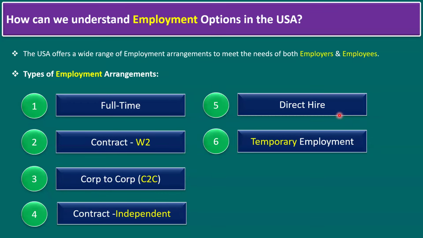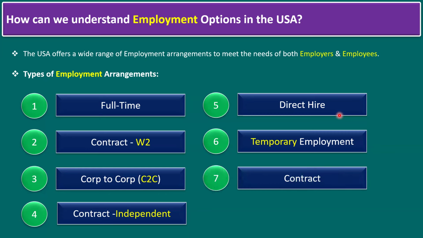Another example is if you are performing updates or upgrades, and the project is assigned for only 6 months to finish the product updates and upgrade. That is another example. Within temporary employment, you may be hired directly or through staffing agencies, and it offers flexibility for employers and employees. Another option is contract. Contract is also similar to temporary employment, but there is a slight variation.